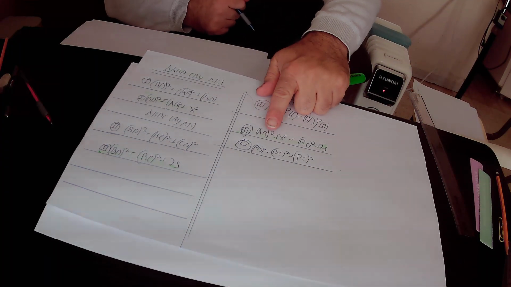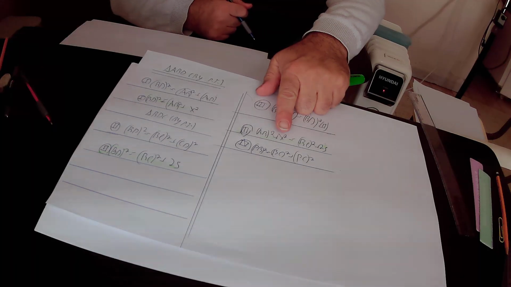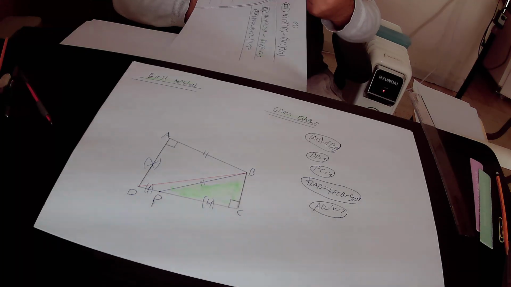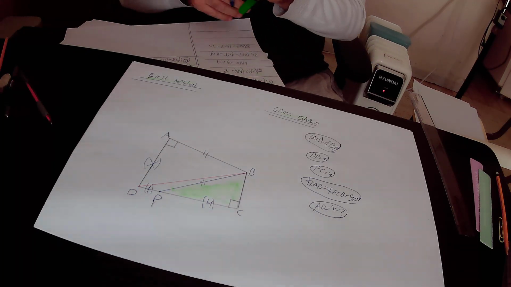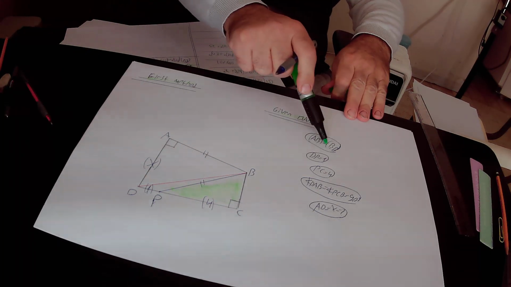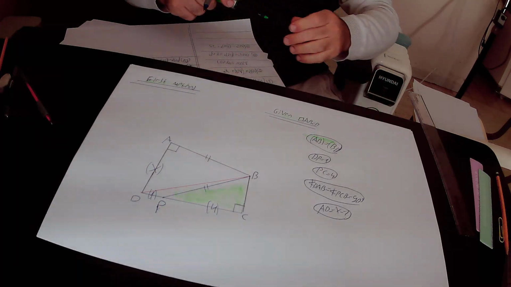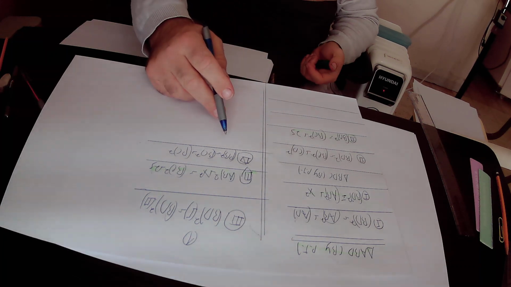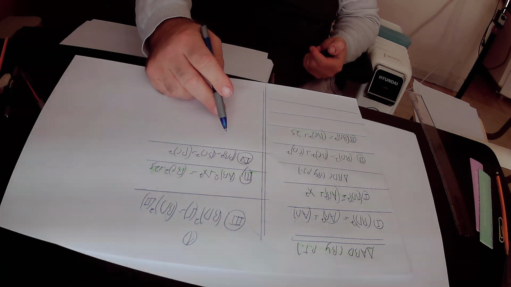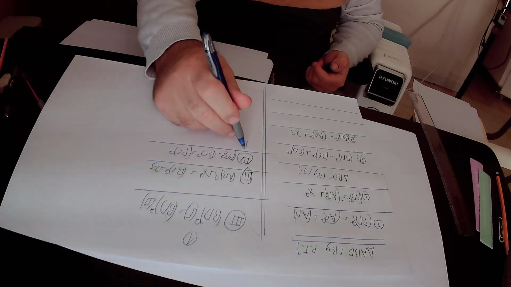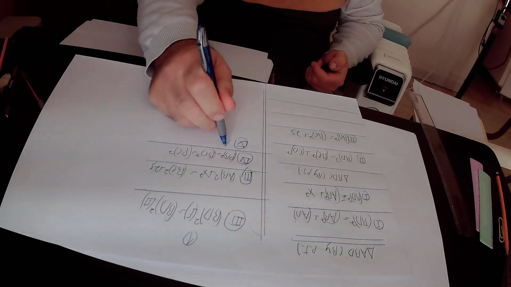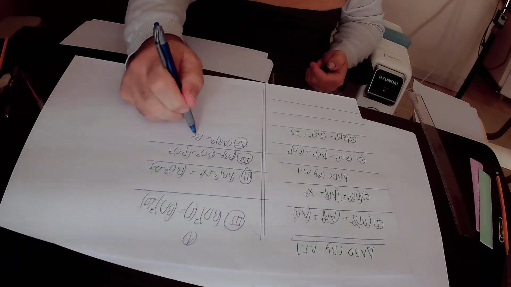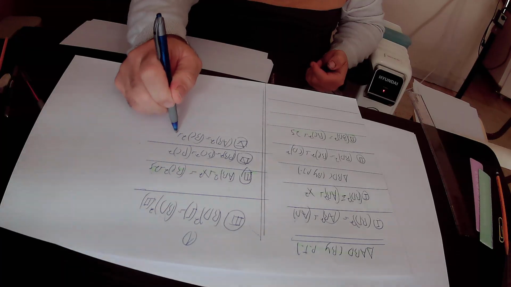PB squared, that is the square of the hypotenuse, equals BC squared plus PC squared. This gives us equation 4. PB equals AB, therefore we can substitute PB in this equation by AB. PB equals AB, therefore PB squared equals AB squared, and it equals BC squared plus PC squared.